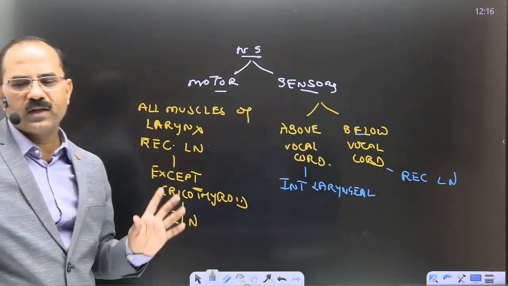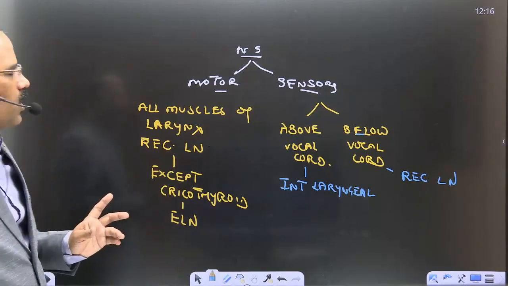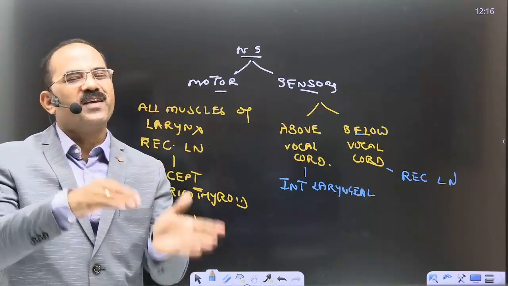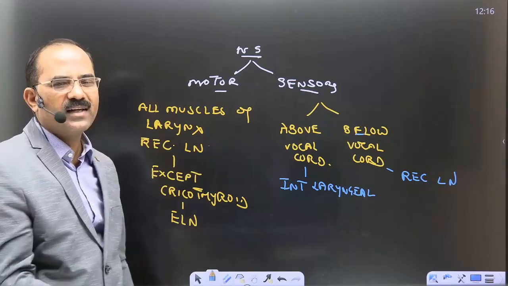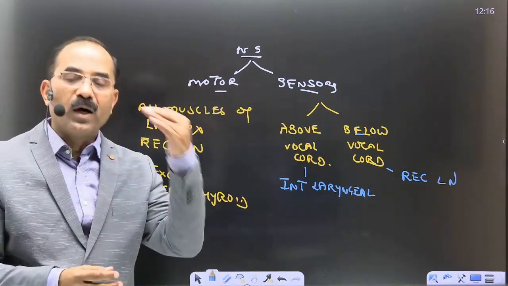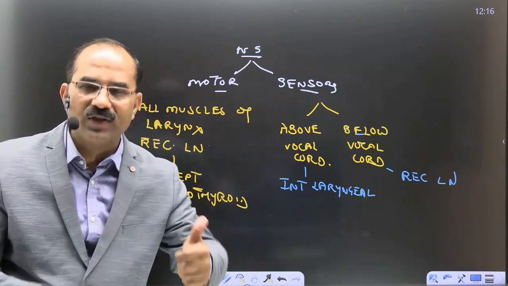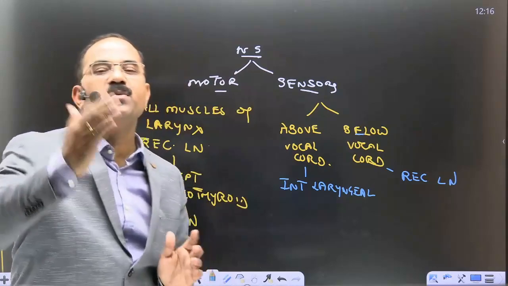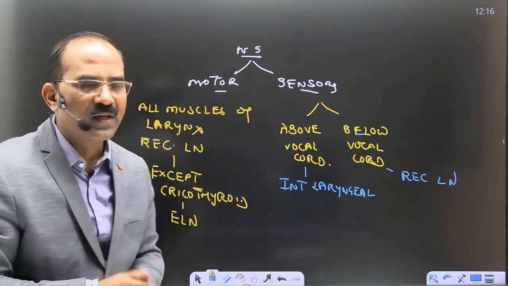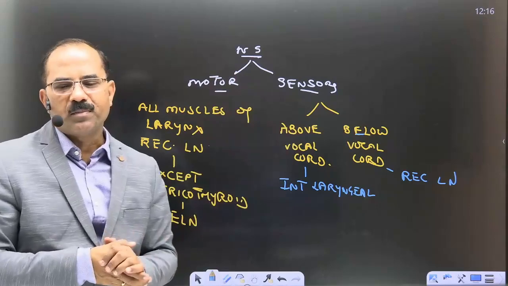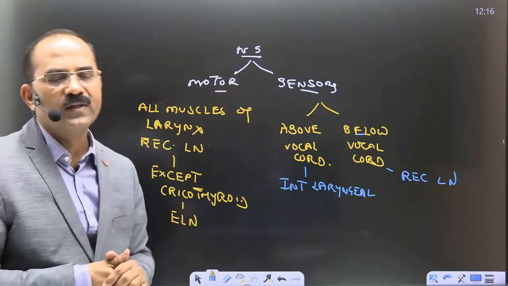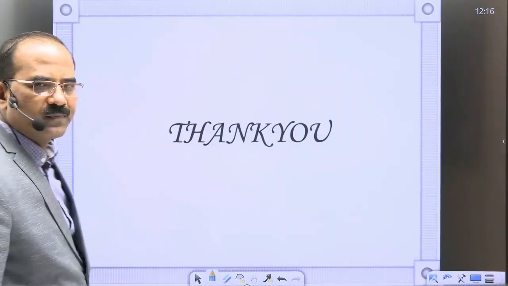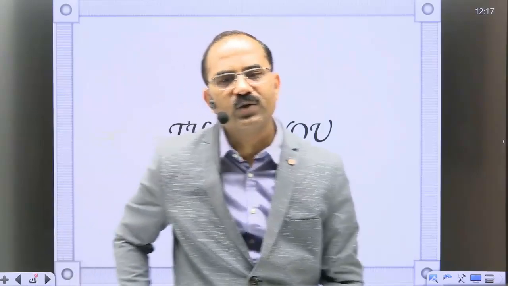The nerve supply of the larynx, that's a very important thing. All the muscles of the larynx are supplied by recurrent laryngeal nerve, except cricothyroid, that's external laryngeal nerve. Sensory nerve supply above the vocal folds is internal laryngeal nerve. The same internal laryngeal nerve goes up, supplies the epiglottis and the posterior most part of the tongue. That we'll see later. And below the vocal folds is supplied by the recurrent laryngeal nerve. Clear, students? I hope this larynx is clear to all of you.